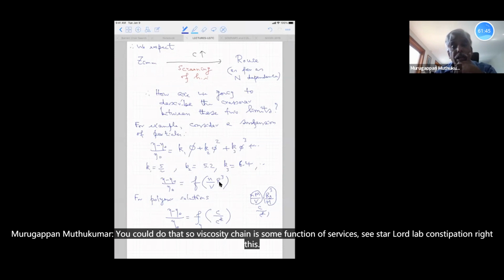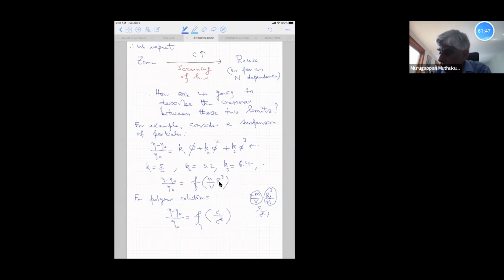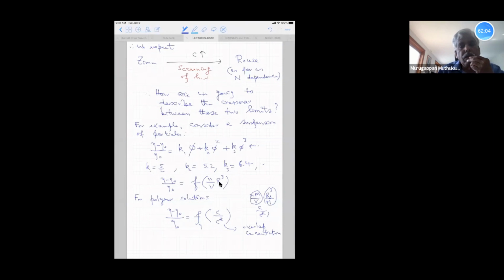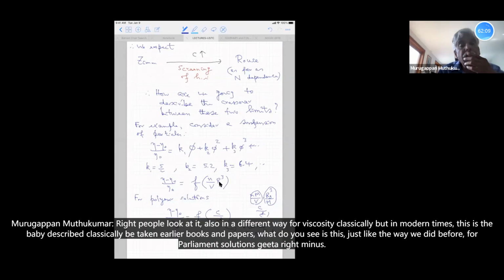C star is an overlap concentration. Now the question is the following. In the literature, people look at viscosity in a different way, classically. But in modern times, this is the way we describe it.